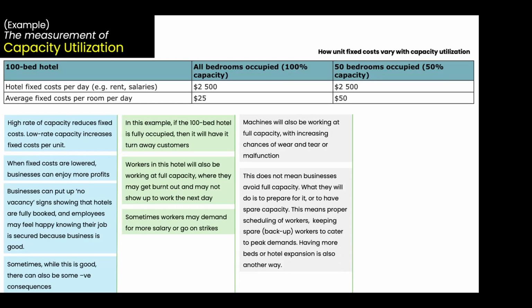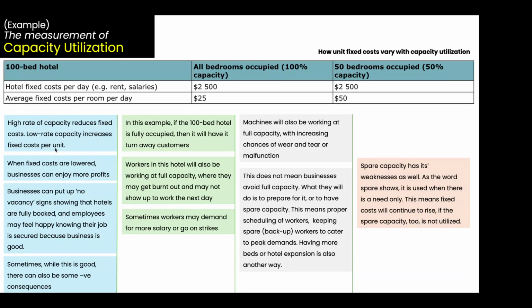But of course, it's not necessary that a business should avoid full capacity. It's just that they have to prepare and anticipate what should be done, right? To cater to such a demand. So perhaps proper scheduling of workers, keeping backup workers just in case for peak demands. In a more serious manner, they could also look at expansion, right? Having another branch nearby or expanding the hotel if that is possible. But that is more of a long-term decision because it will have more financial impact.